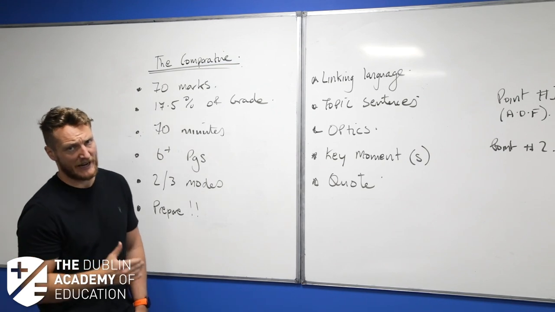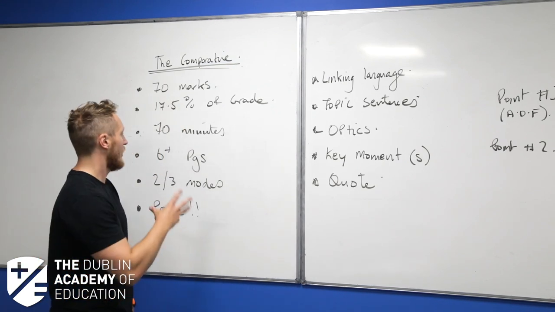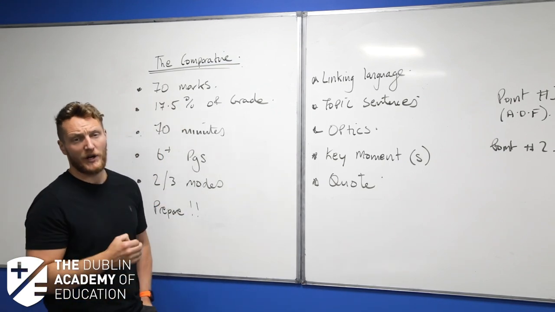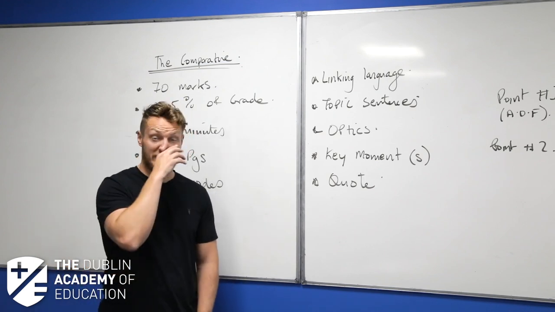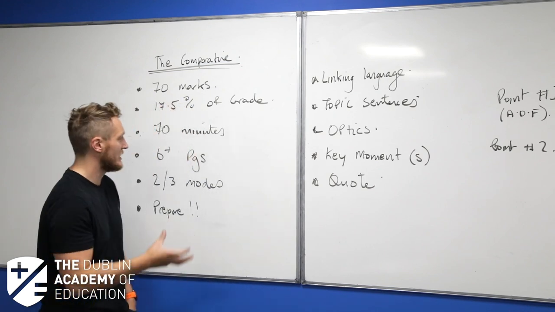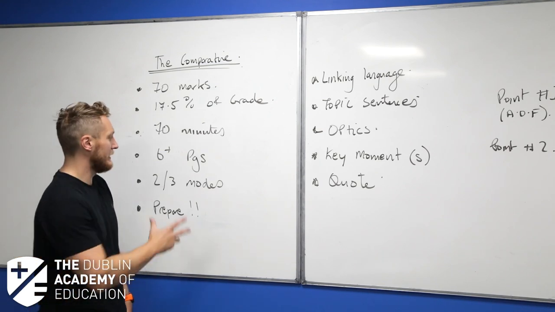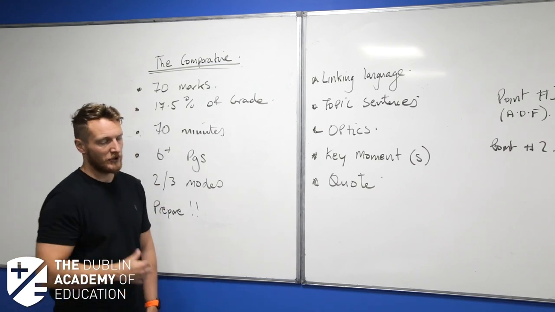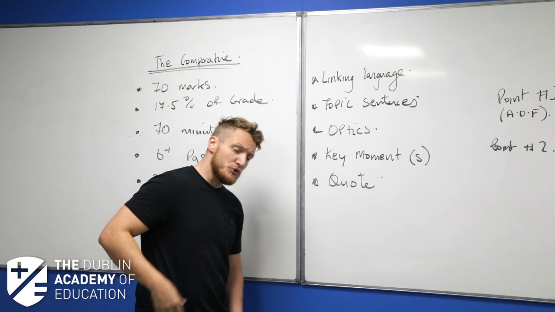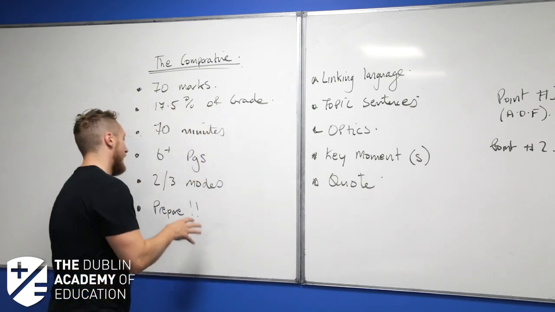For some of us, you might need an extra 5 minutes on this topic, but by and large, 70 minutes is perfect. You're going to try and spend about 60 minutes writing this task, maybe 65 minutes, and then 5 minutes planning. You can see it here at the end of the little overview in terms of what you should be doing with regards to your comparative.